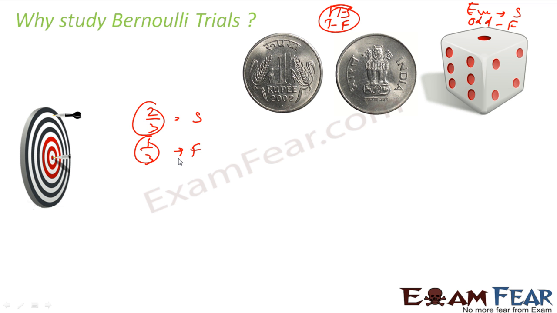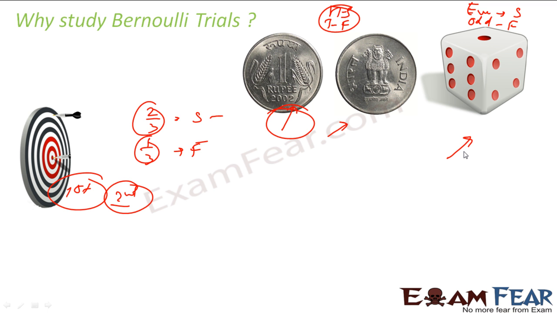In that case, Bernoulli's trial is helpful for you if this has only success and failure, and if all are independent. When you throw a dart, you throw the first dart, you throw the second dart, your second dart's probability is independent of the first dart, right? You throw the first coin, you throw the second coin. Whatever you get in the second coin is independent of what you get in the first coin. You throw a die also, whatever you get in the first die throw is independent of whatever you get in the second die throw. So everything is independent. So in this case also we can use Bernoulli's trial.